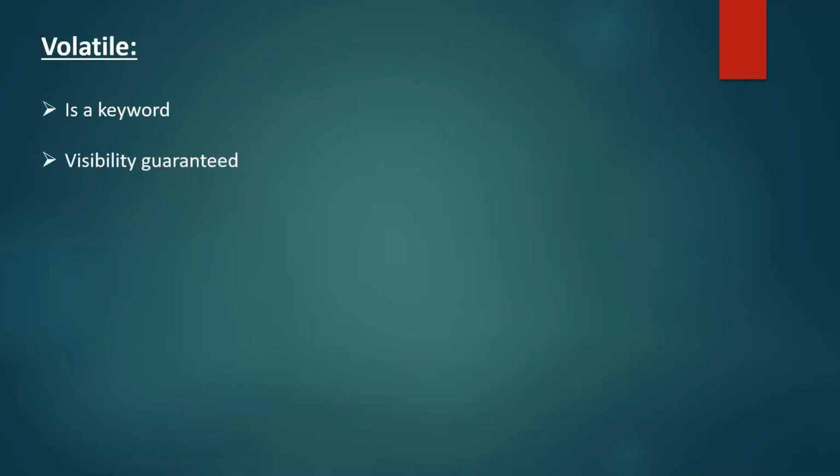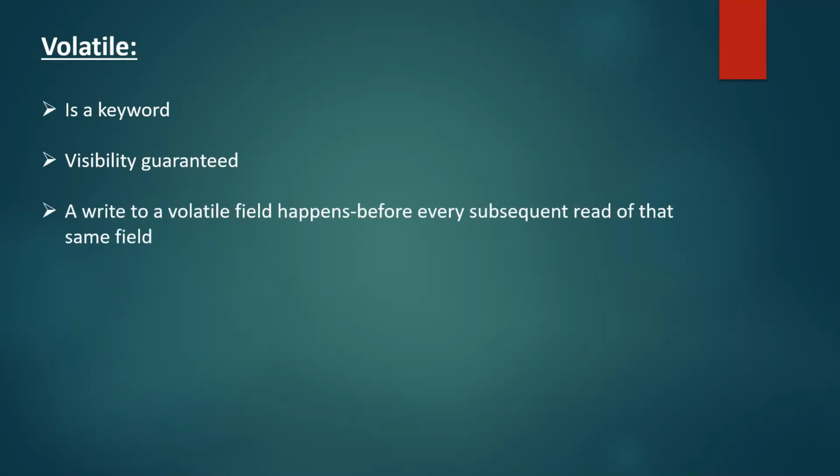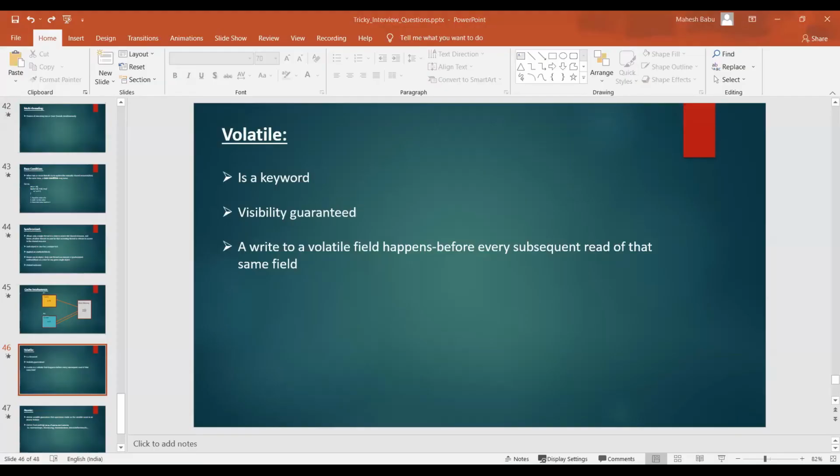Volatile is a keyword, and when our variable is volatile, visibility is guaranteed, meaning at any point of time if one thread writes or modifies the value of a variable, that is visible to the other threads. Volatile also follows the happens-before rule, meaning a write to a volatile field happens before every subsequent read of that same field. This is guaranteed, and this is the use of volatile. Now let's see an example on volatile.